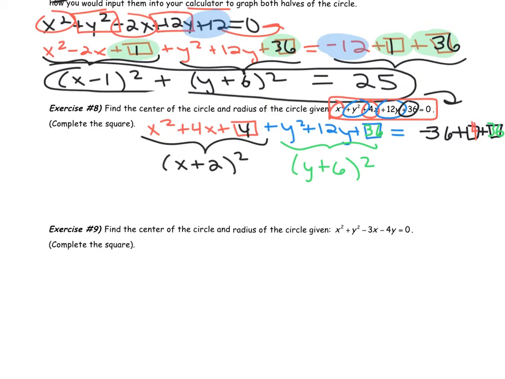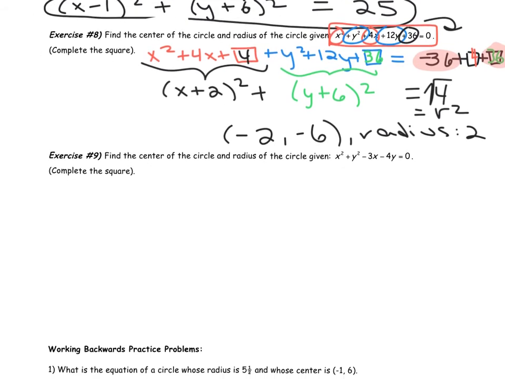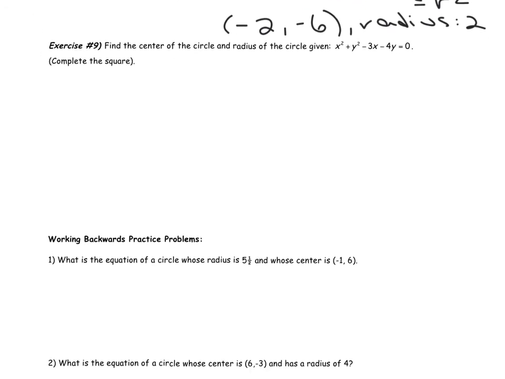36. Now, if you notice here, I have negative 36 and positive 36, so that cancels, and this is just equal to 4. So to find the center, the center is at negative 2, negative 6, and the radius is 2. Remember we have this equals r squared, so to get the radius, we have to square root that number. Okay, awesome.